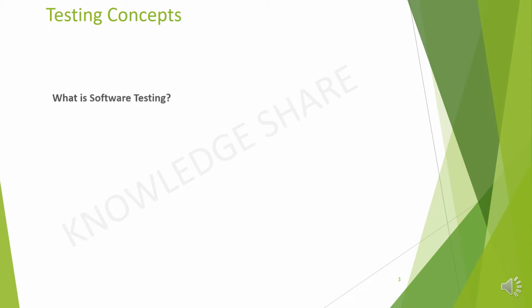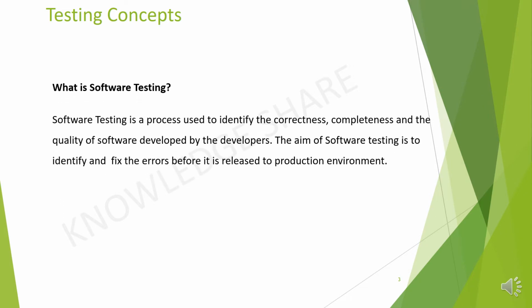What is software testing? Software testing is a process used to identify the correctness, completeness, and the quality of software developed by the developers. The aim of software testing is to identify and fix the errors before it is released to production environment.